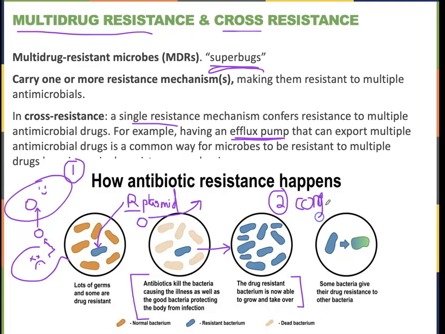And conjugation, remember, was with that F plasmid. Conjugation is the process where one bacterium can form a sex pilus. Remember that? It's basically a bridge that attaches to the other bacterium, and the plasmid can be transferred, right? This plasmid here can be transferred through that pilus into the receiving cell.